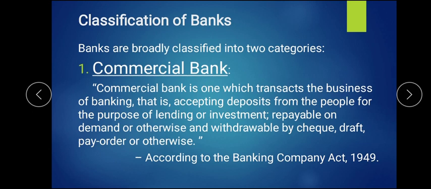So this is the definition given by the Banking Companies Act. A little high words are used, but it is very easy to understand. In this you find everything comes: people's money is taken, it is used for lending and investment purposes, and whenever we demand we get our money. If we don't want to go to the bank, we can withdraw the money by checks, draft, pay order. We can transfer that money from one person to another by checks, drafts, or other means. So this is how a commercial bank works.